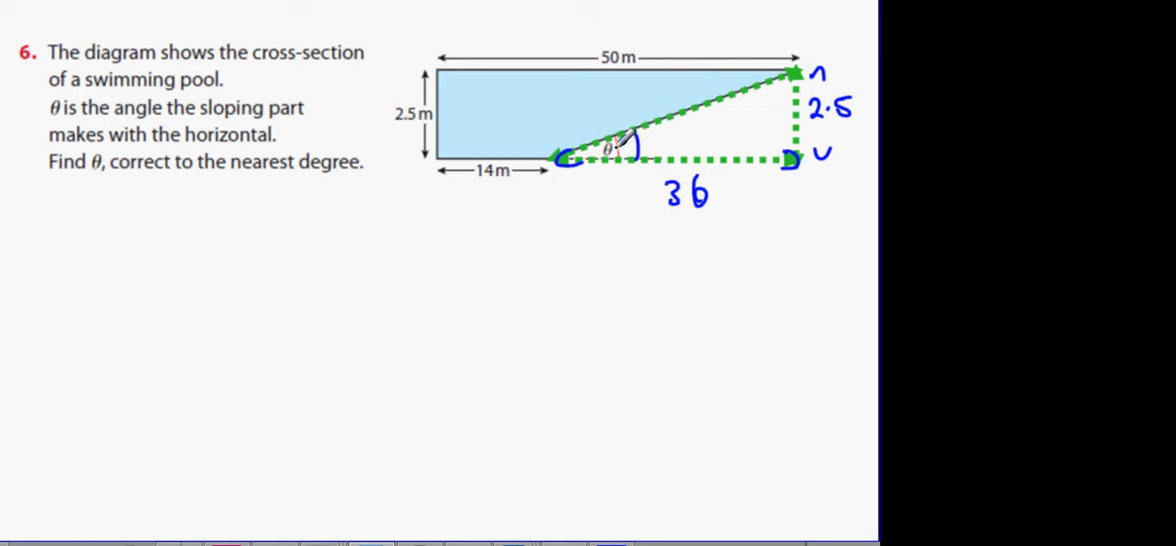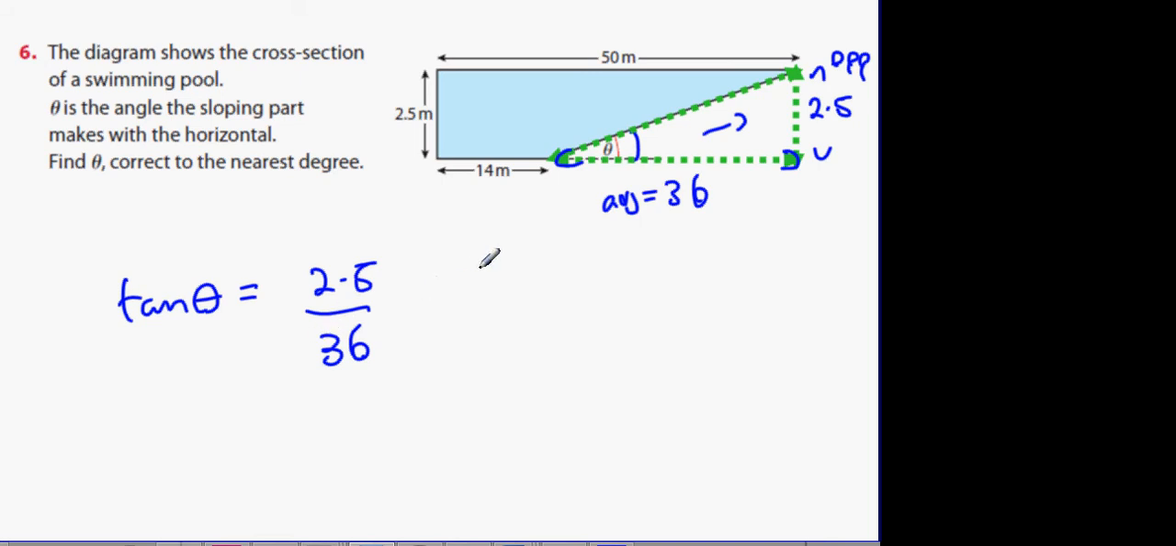Now, compared to the angle theta, what is the length 2.5? Opposite. What is the length 36? Adjacent. So what function are we going to use? So tan theta equals 2.5 all over 36. Are you expecting this to be a narrow angle or a big angle? You're expecting it to be extremely narrow because the opposite is very short in comparison to the adjacent.